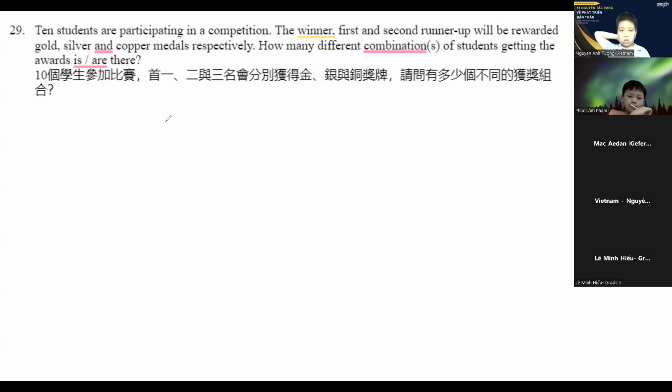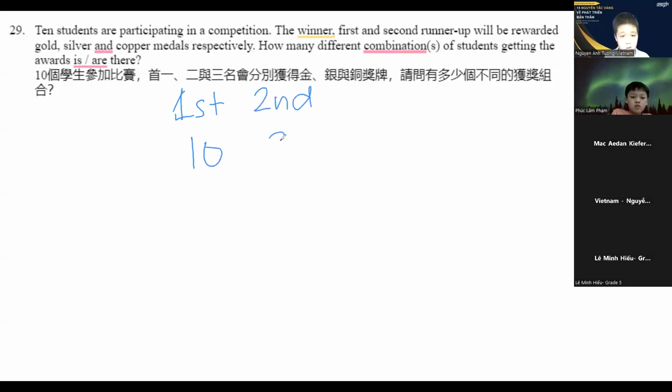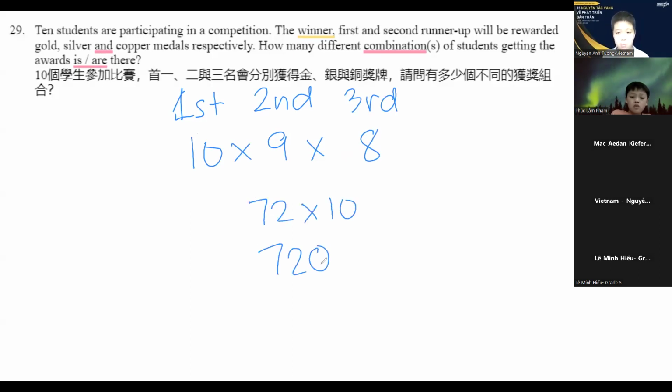Because the order matters, all we have to do to solve for this one is, for first place, how many choices do we have? We have 10 choices. For second place, we have 9 choices. For third place, we have 8 choices. And that is 72 times 10, 720. Okay?